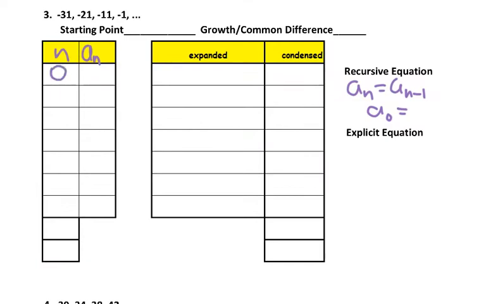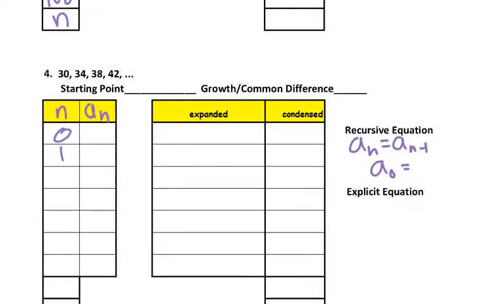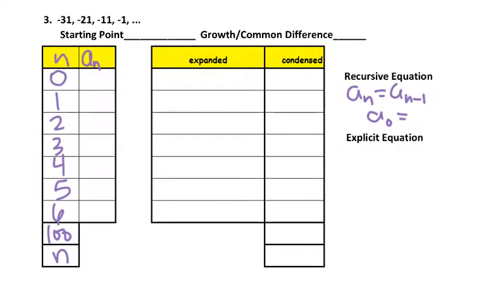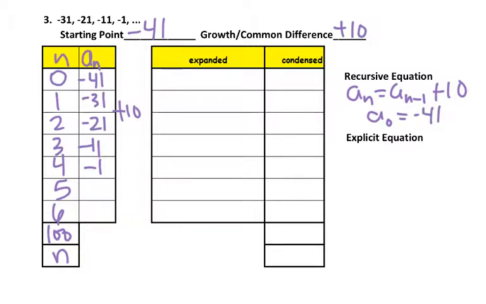Okay? So then, I label my table. Okay? Down here as well. And then we can get jumping through this pretty quick. All right. So, looking at my pattern, my first term is negative 31, then negative 21, negative 11, negative 1. So it looks like, what are we doing each time? We're adding 10 each time. Okay? So going backwards, my starting would be negative 41. So, my growth, my common difference goes right there. My starting goes right there.